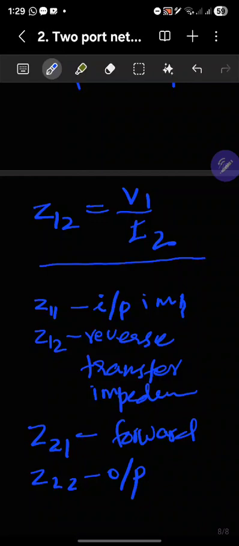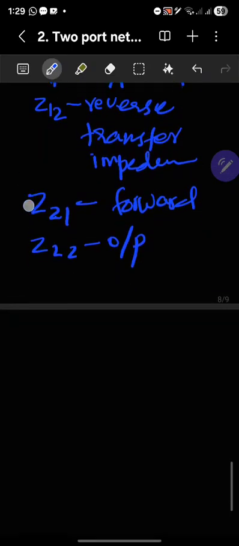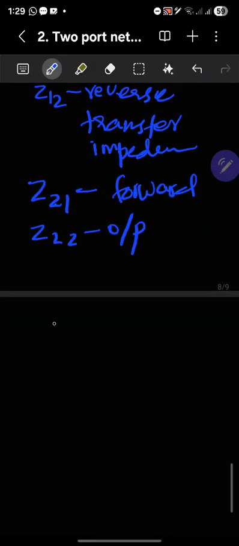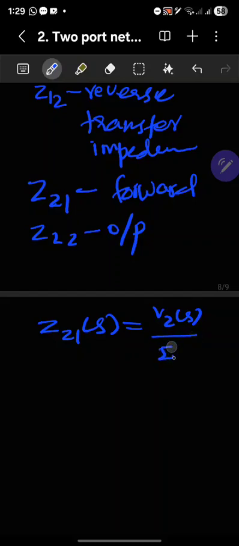We already discussed transfer parameters, and the transfer function is also what we are deriving from here. What is the impedance transfer function? Impedance transfer function, this is impedances. Impedances depend on the frequency, all of you know. So you can write the transfer function Z21 is equal to V2(s) divided by I2(s).